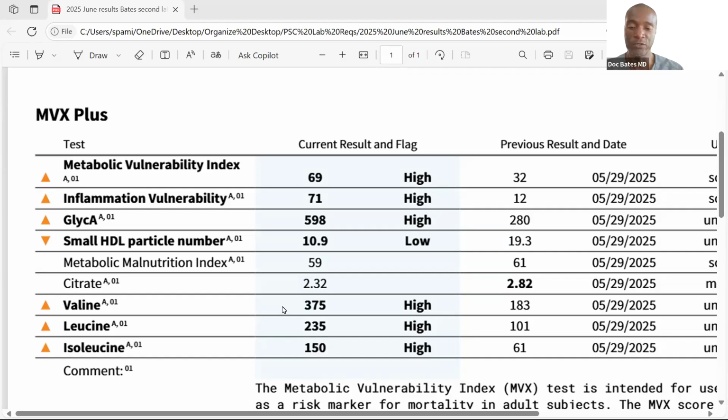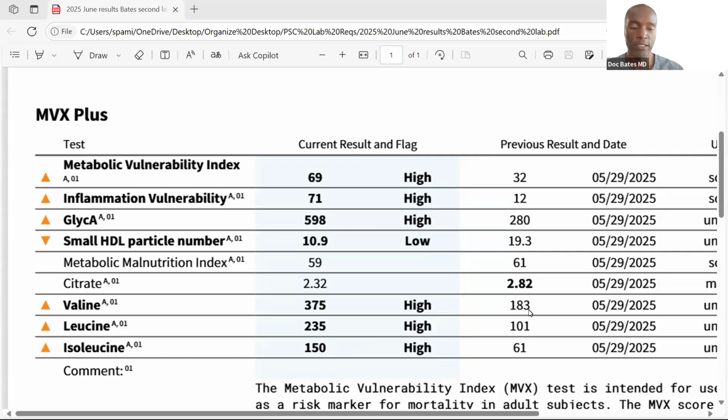But when we look at the valine, leucine, and isoleucine for the malnutrition index, this is a measure of specific amino acids. Protein is one of the main macronutrients that's most important for humans. And what we see here is the valine increases from 183 to 375. The leucine from 101 to 235. The isoleucine from 61 to 150.